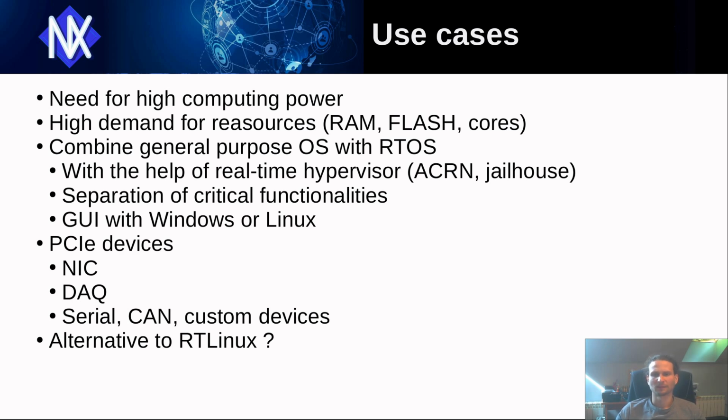Now some ideas for when we might need x64 with NuttX. When our application needs high computing power or requires a large amount of resources like RAM, flash, or a large number of cores. When we need to run simultaneously real-time operating system and general purpose operating system. In that case, we can use one of the available real-time hypervisors. In that scenario, we can separate critical real-time functionality from non-critical work. This approach can help us with safety certification when required for specific parts of our product.